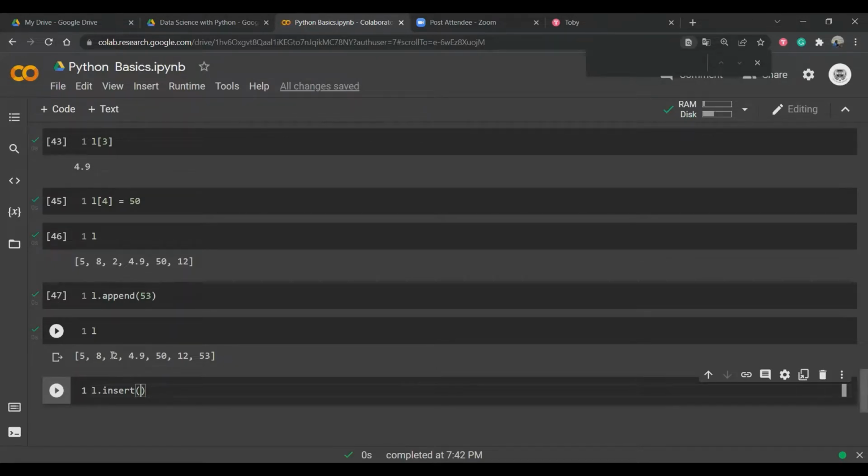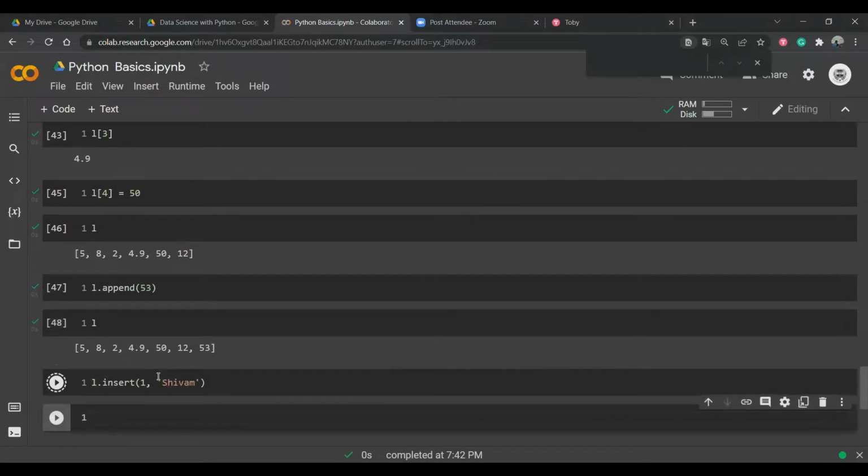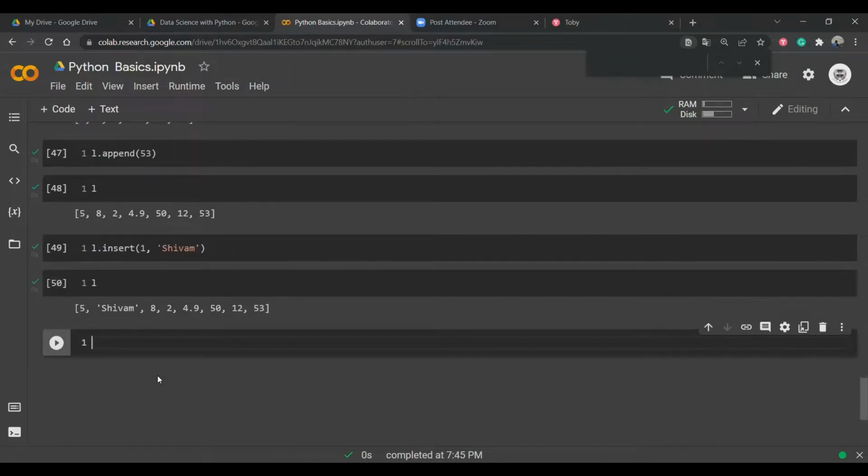So the index value for 8 is 2, then it will shift to the third index value, then the fourth index value, in this way. So what I can do is write an index value over here, at which index I want to insert my element. I want to insert on the first index value, and then I can give Shivam over here. Now if I run L again, yes, Shivam is on the first index value.